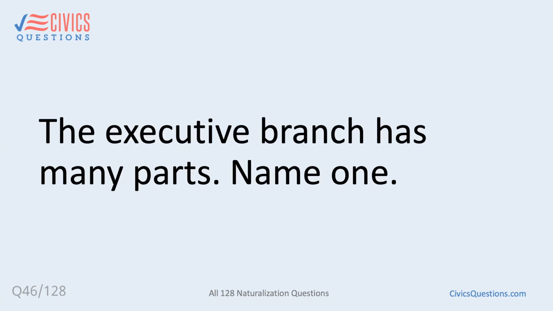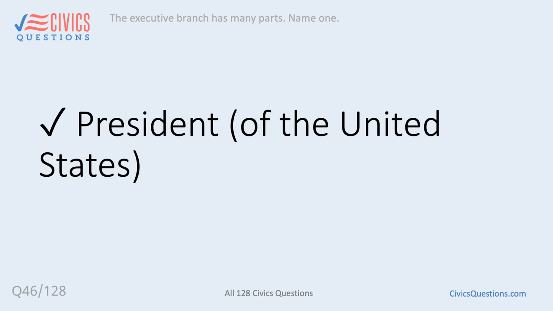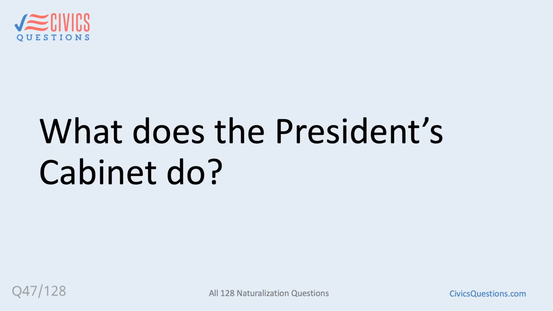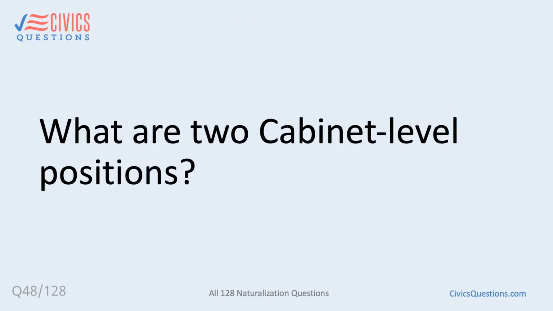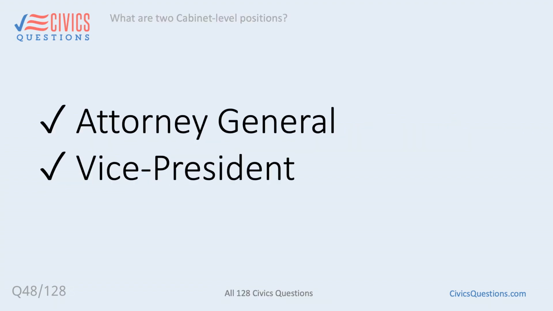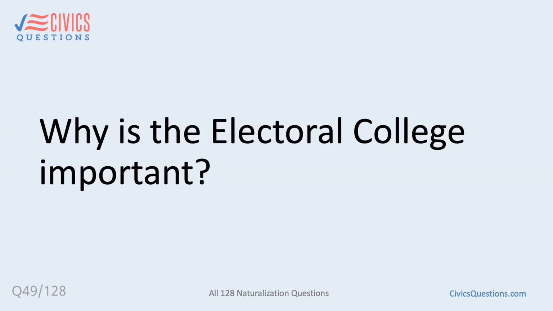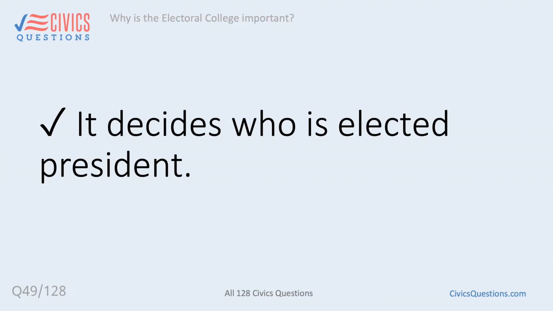The executive branch has many parts. Name one. President of the United States. What does the President's cabinet do? Advises the President of the United States. What are 2 cabinet-level positions? Attorney General. Vice President. Why is the Electoral College important? It decides who is elected president.